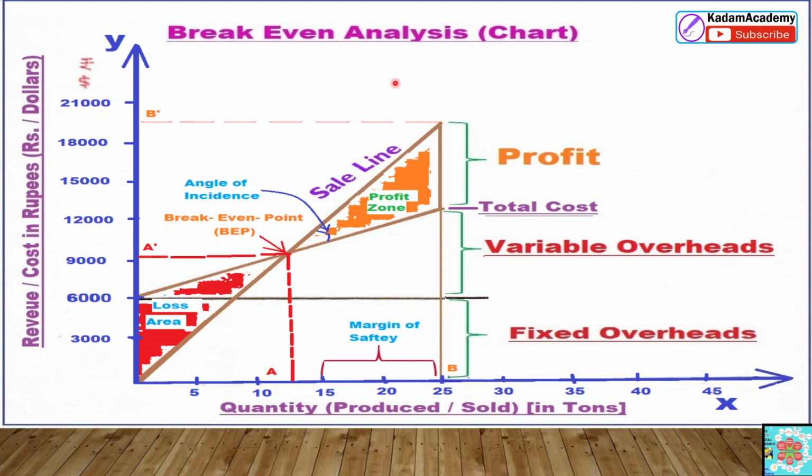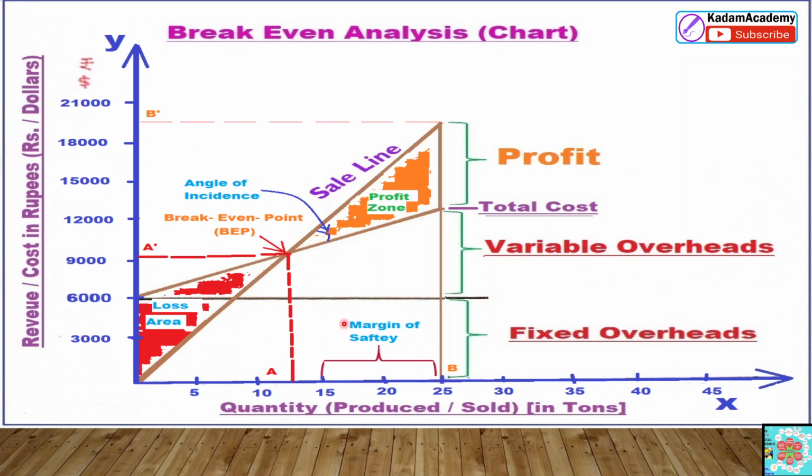We can study this break-even analysis using this chart, by drawing the fixed cost overheads line, after that the variable overheads, that is the total cost, and the profit. This profit appears against the sales line, and as the sales keep increasing, the profit keeps increasing. Friends, we have studied the profit zone shown here, and this is the loss area.